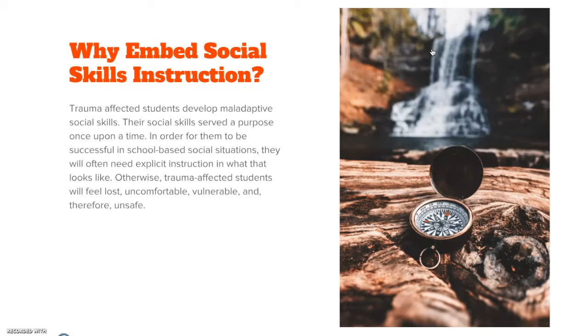Trauma-affected students develop maladaptive social skills. Their social skills served a purpose once upon a time. In order for them to be successful in school-based social situations, they will often need explicit instruction in what that looks like. Otherwise, trauma-affected students will feel lost, uncomfortable, vulnerable, and therefore unsafe.